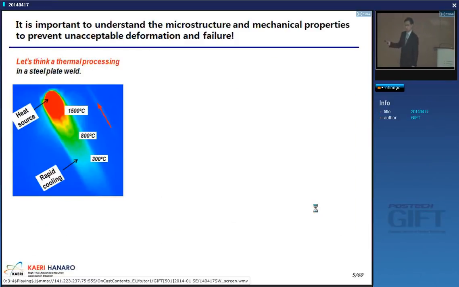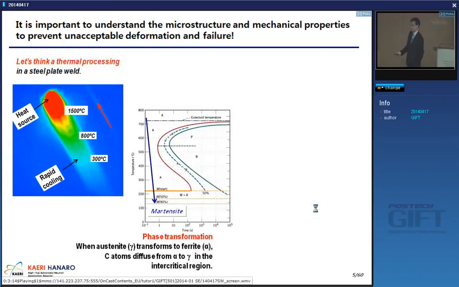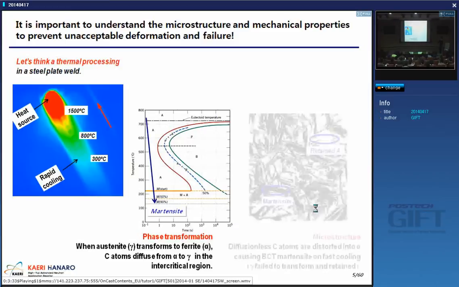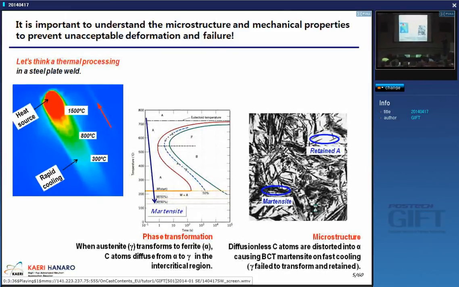Let's go back to some processing. Let's imagine a welding process with a moving heat source. There is a lot of high heat input that cools down quickly. You have already learned the phase diagram. During cooling, when austenite transforms to ferrite, carbon diffuses, and due to the carbon diffusion, phase transformation happens. Sometimes you see in the microstructure a martensite with a very sharp shape. The diffusionless carbon is distorted into the structure and makes a BCT, tetragonal structure. That's why you study that there is a phase transformation and the microstructure is different.